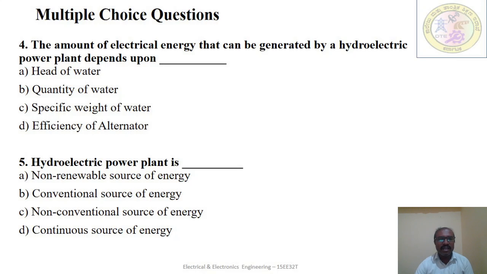Next question, hydroelectric power plant is dash. Answer is conventional source of energy. Conventional source means the energies which have been used for a very long time. From a long time, these energies are being used.